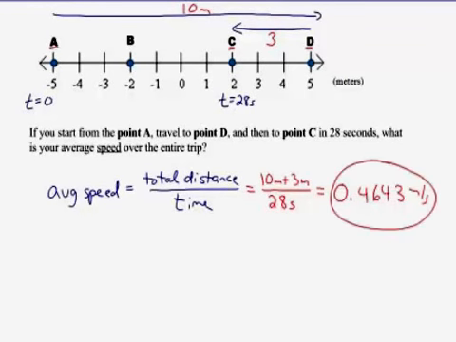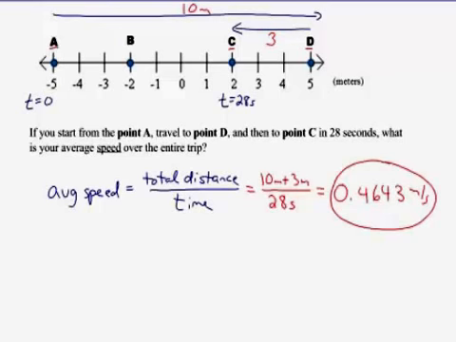Now, some people might be wondering, this is exactly the same motion we looked at in the other slide. We went from A to D to C, the same points in 28 seconds. In the previous example, we got 0.25 meters per second for the average velocity. This time, we're getting 0.4643 meters per second.